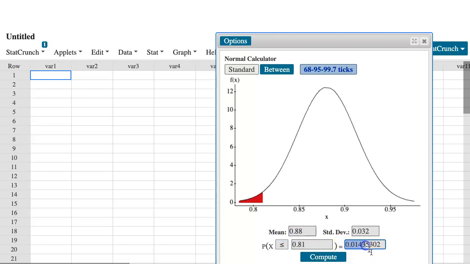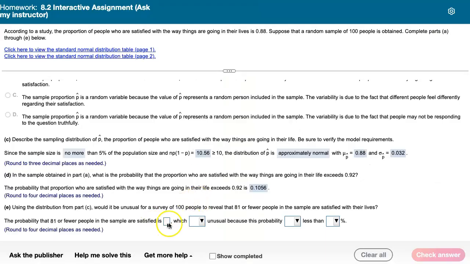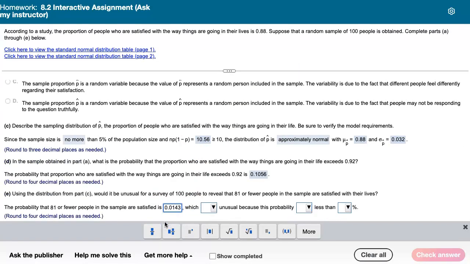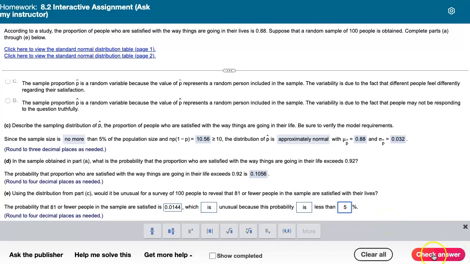I get this probability. I'll need to round that 3 to a 4. And that is unusual because this probability is less than 5%, that mark of significance that we often use.